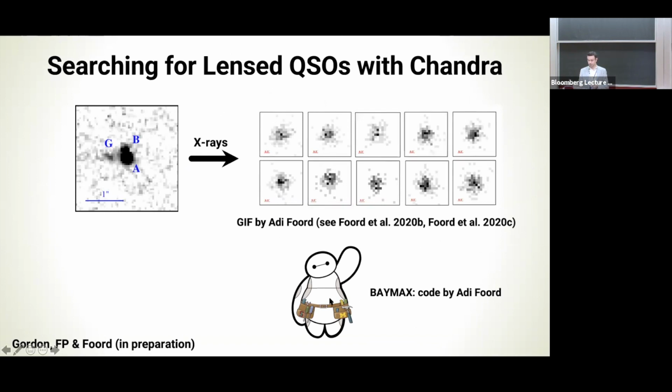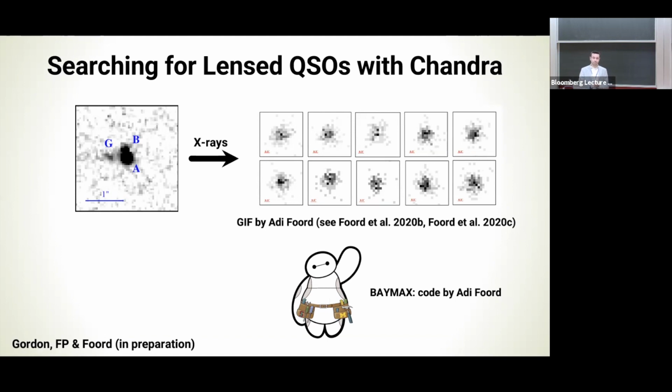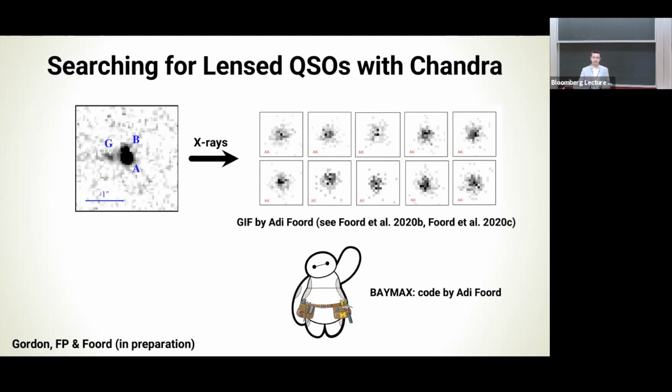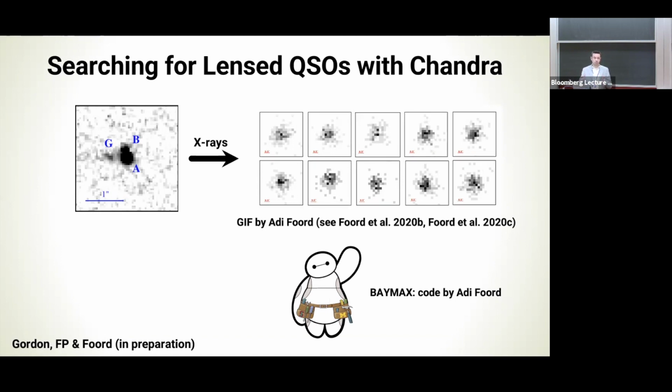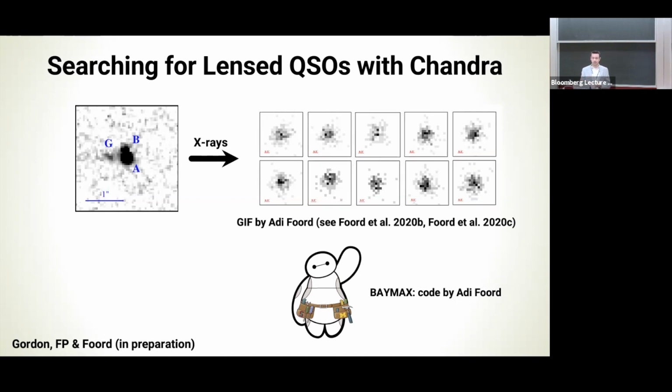We're using this code that was developed by Adi Ford, again a postdoc at Stanford. This code, Max, was originally developed to find dual AGNs, so AGNs that are really physically dual: two supermassive black holes inside the same galaxy. Of course, the code doesn't know if these are physical dual AGNs or multiple images of the same quasar. So we're trying to use the same code, which is based on a Bayesian analysis, including also the PSF of Chandra. It's a very complex code.